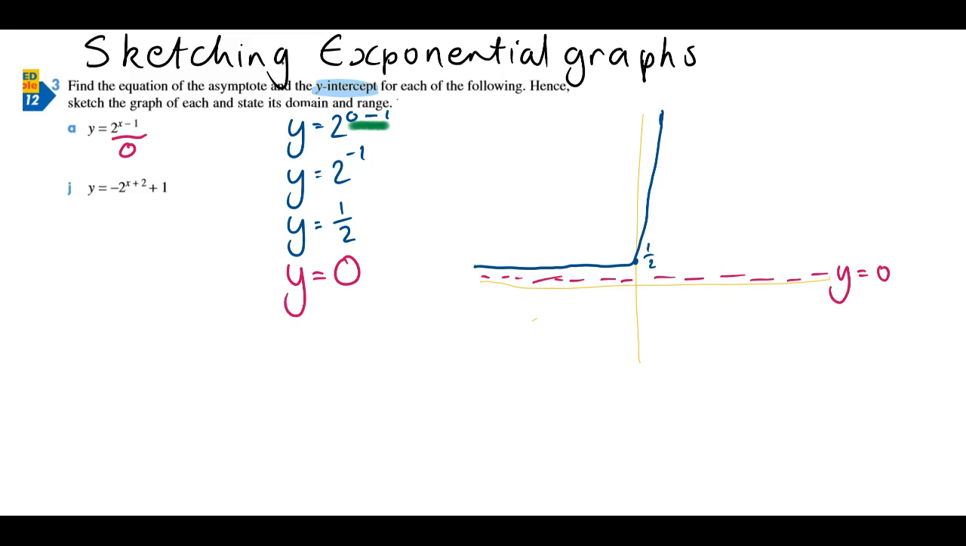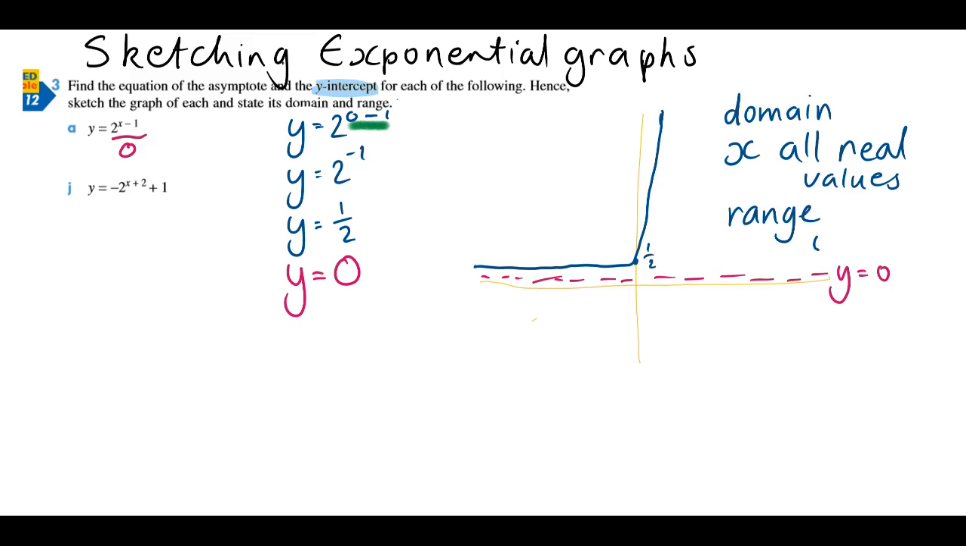Now I'll take you through the domain and range part. The domain is all the values this could be for x. So anything it can be for x is the domain. So the domain for x is everything. X is all real values. The range is all the things y could be. So the range is y is greater than 0. Okay, and that's that question answered.